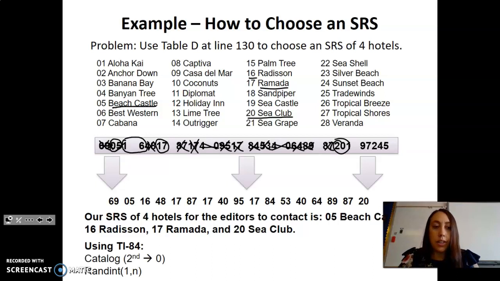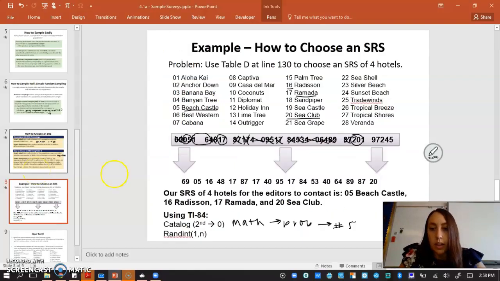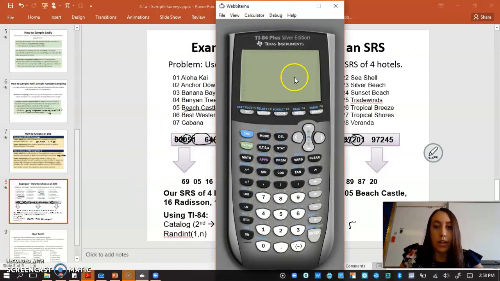If we wanted to do it in our calculator, which let's be honest, it's way easier. I don't know why I have you going to the catalog. I think it's way easier to go to math and then probability and then number 5, but I guess you guys can find it in the catalog too if you want to go there. So, in my calculator, go to math, probability, number 5, random integer. We're going 1 to 28 because that's how many hotels we have.